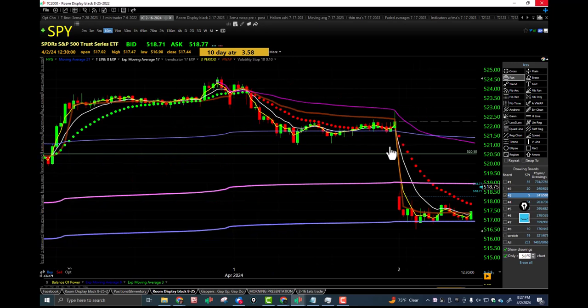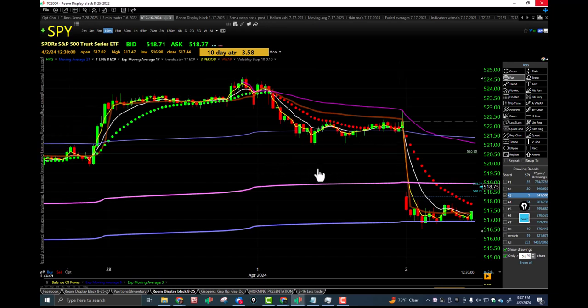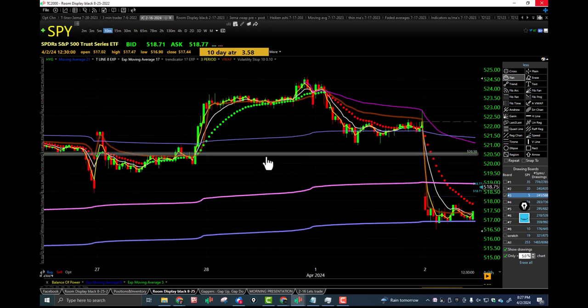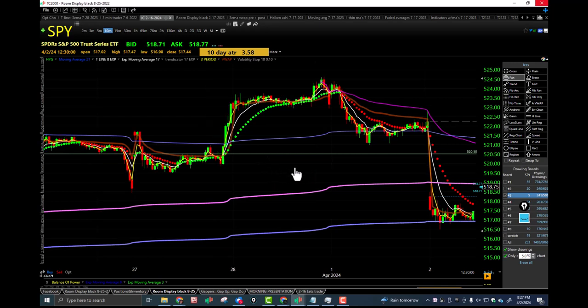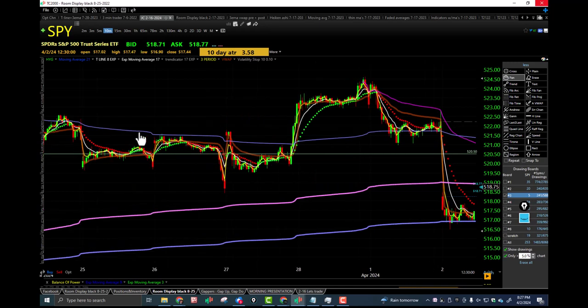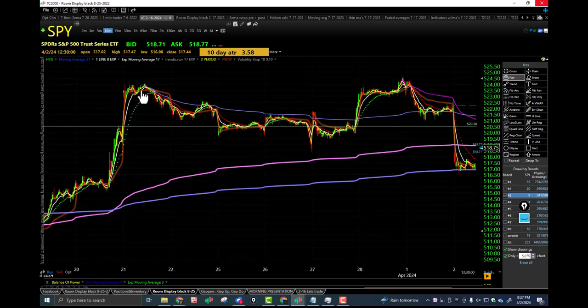Now, what does anchored VWAP tell me? This is the most powerful indicator you will ever come across. Okay? It is. I mean, it is strictly the most powerful indicator you'll ever come across. It's better than moving averages. All right? This tells you when money's coming in and when money's coming out of the market.